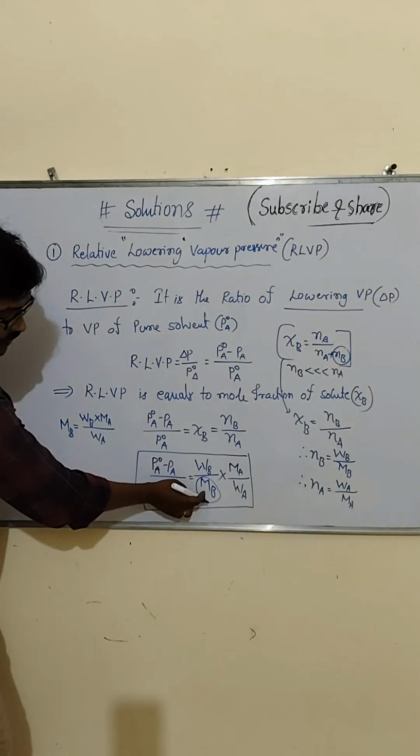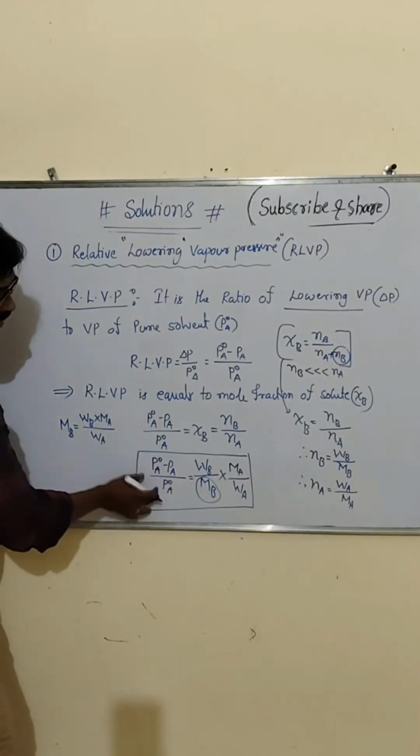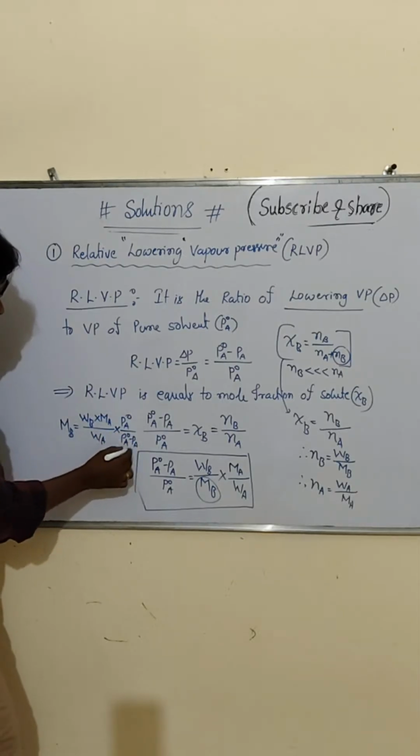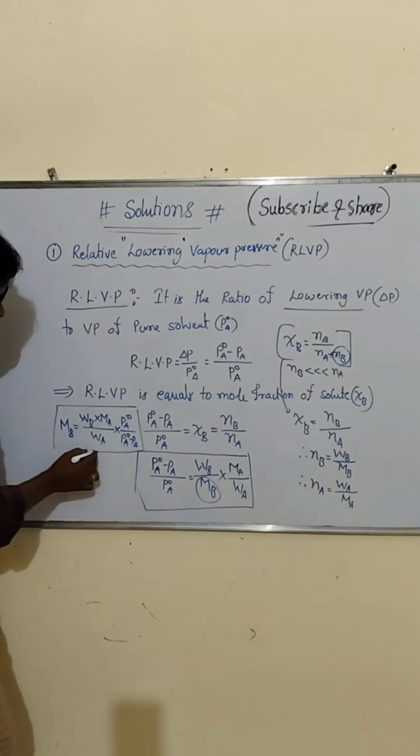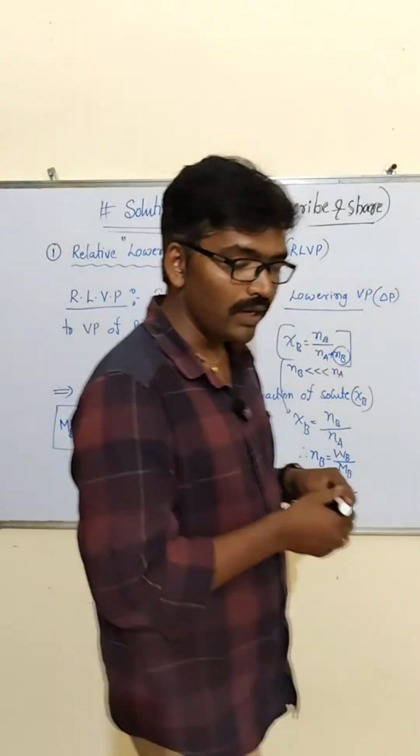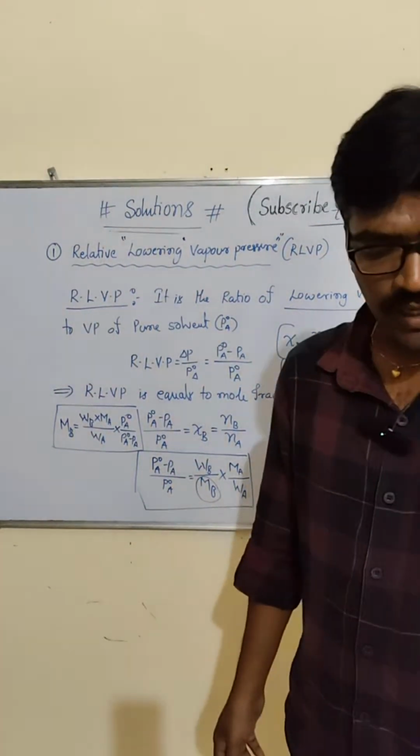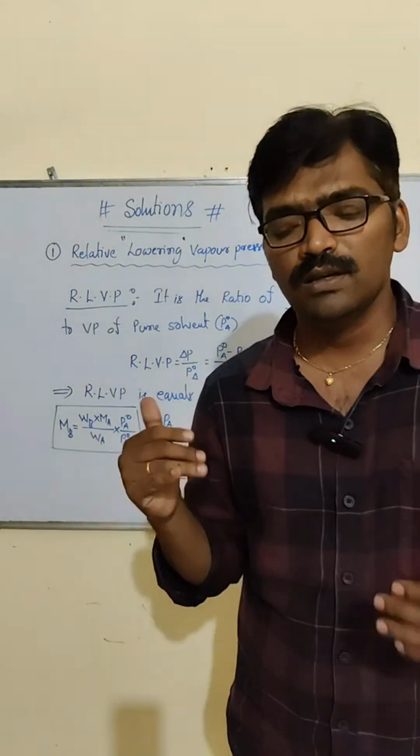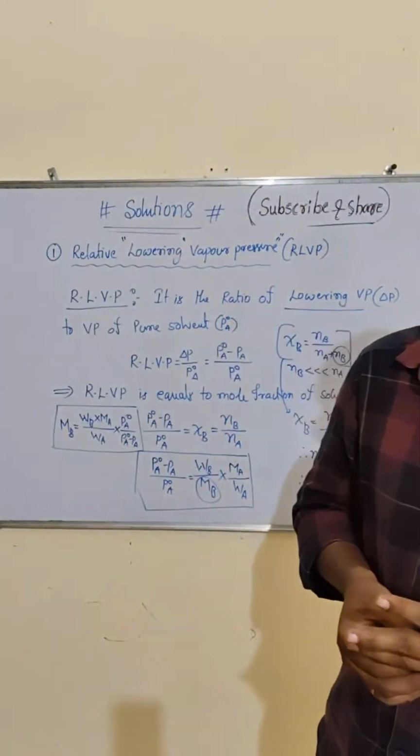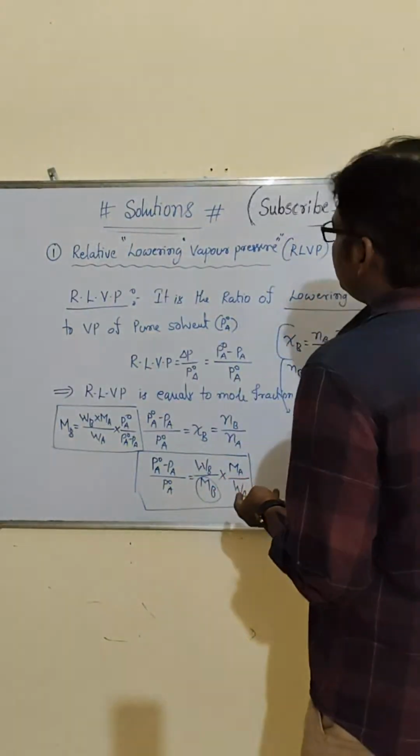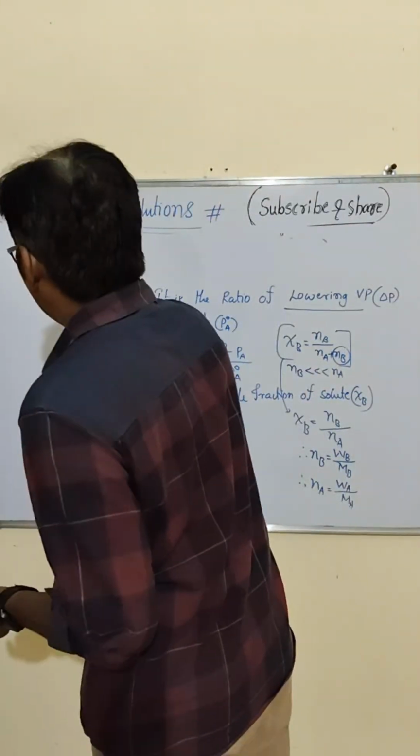So the total term, MB is sent this side, and the total term is sent that side, then P naught A divided by P naught A minus PA. So this is the formula to calculate the molar mass of solute. Okay, so this is relative lowering of vapor pressure. Based on it, one of the numerical problems given in a previous examination, we will discuss now. Later, other colligative properties we will discuss.